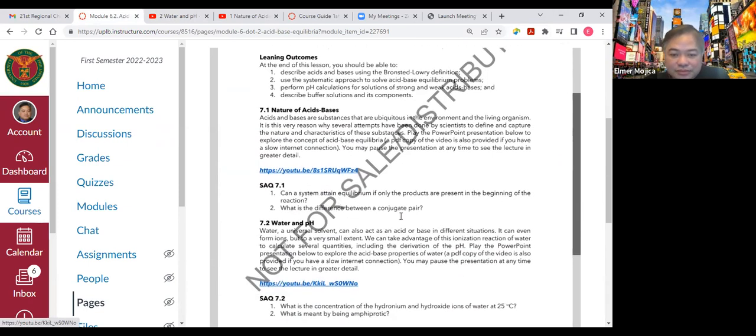You might ask here, can a system attain equilibrium if only the products are present in the beginning of the reaction? And what is the difference between a conjugate pair? I hope that from what we're discussing, you're able to answer those questions, because those are your guide questions.